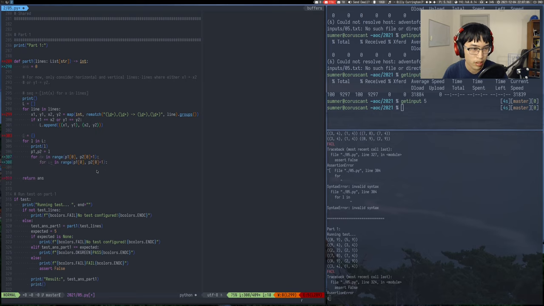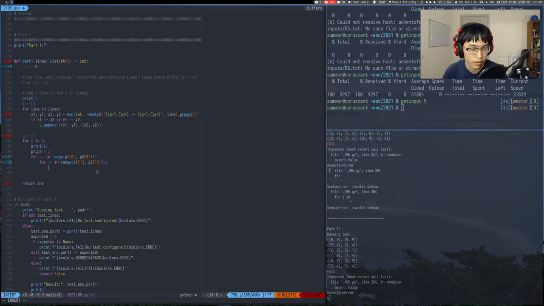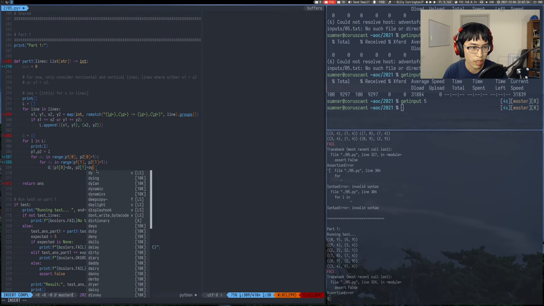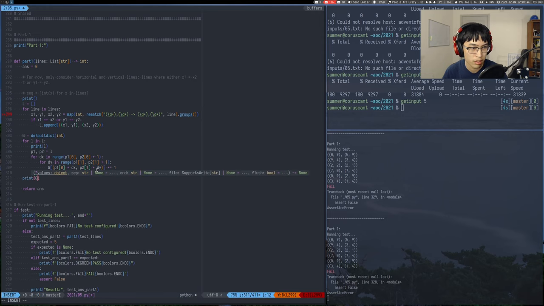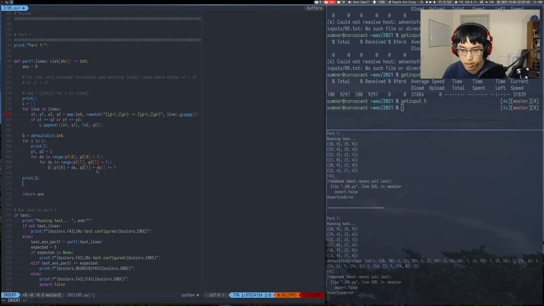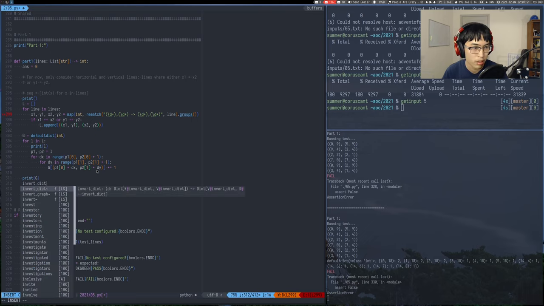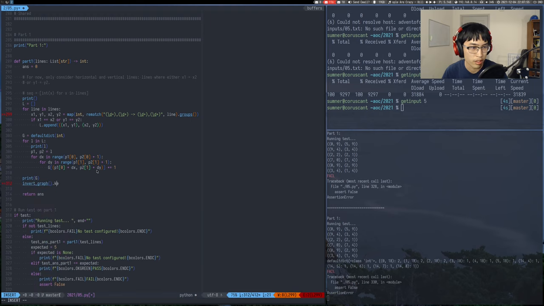And then dy is that, and then g of p1 0 plus dx, p1 1 plus dy plus equals 1. Invert graph dot g.